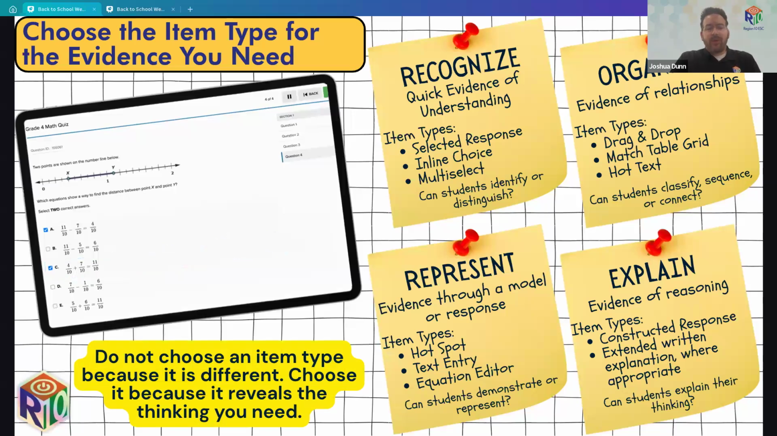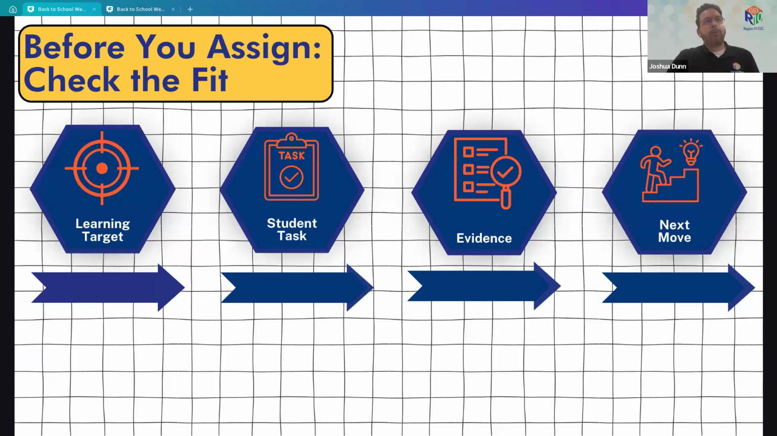So do not choose an item type just because it's different. I know I've built tests before, not really understanding the process of it all, but really just saying, oh, okay, well, I have two multi-selects, I have a multi-part, I have a hot text, and I have a hotspot on my test, and I have multiple choice. So that's a good balance of what students will see on STAR. Well, that's not exactly the way that you should design your test. Understanding that really will help you see what thinking needs to be seen and done in your classroom. So before you assign to the students, check the fit of it.